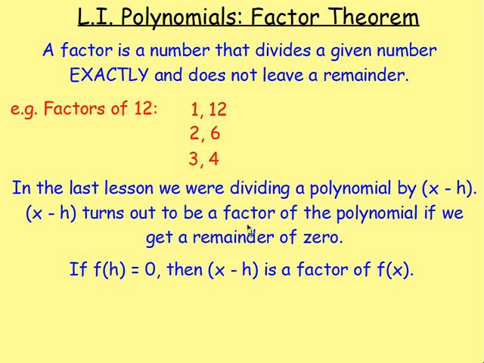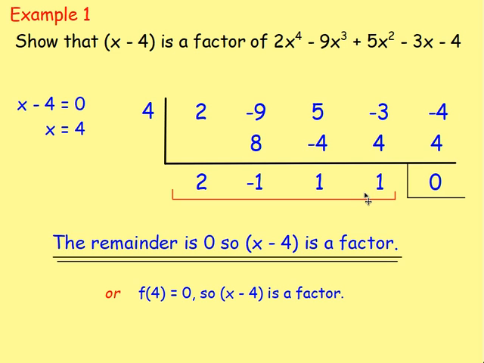X minus h turns out to be a factor of that polynomial if the remainder that you get on the end, in that L shape, when you use your synthetic division turns out to be 0. If there's a remainder of 0, then it's a factor, which is what it's saying here. If f of h is 0, then x minus h, x minus that number to the left of the vertical line, would be a factor.